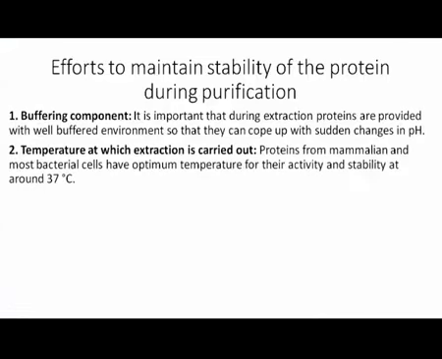Number 2 is the temperature at which the extraction is carried out. Ideally, most of the proteins that are required by us are produced from organisms that grow and are active around 37 degrees centigrade. So, the proteins that are obtained from those organisms are also stable and active at 37 degrees centigrade.